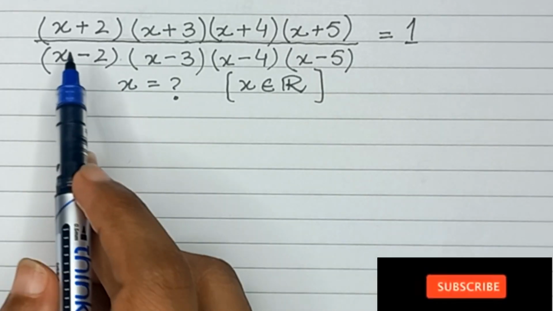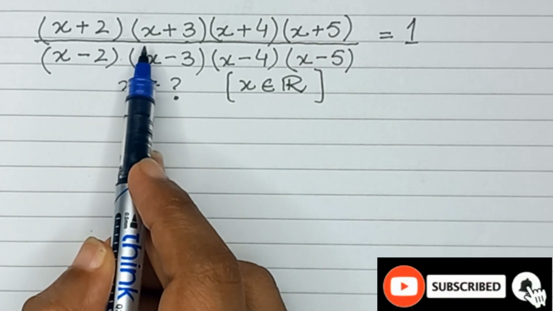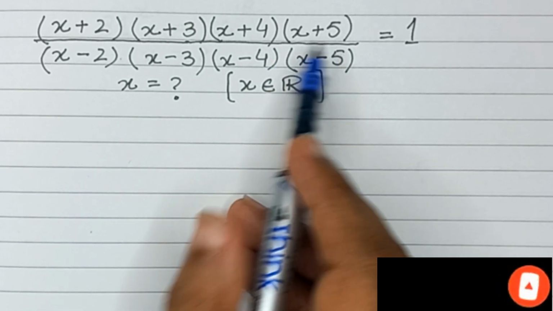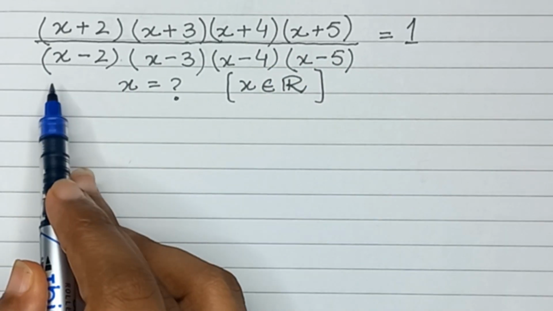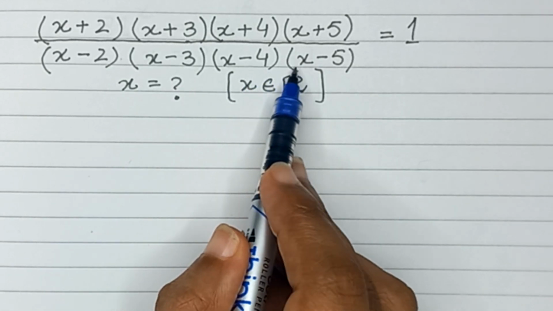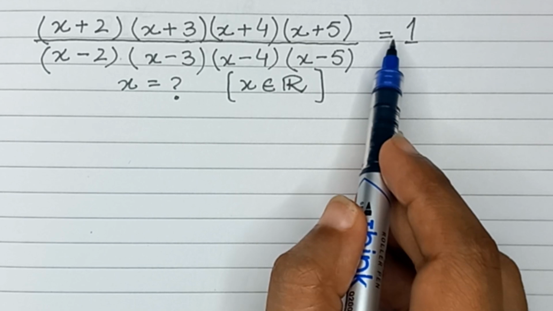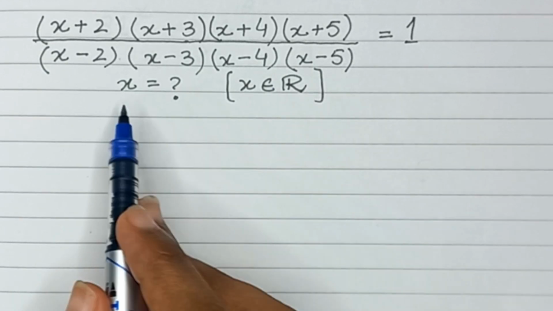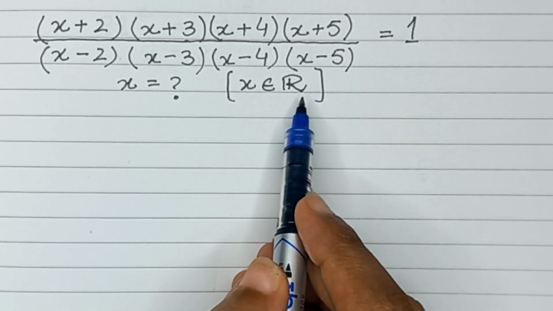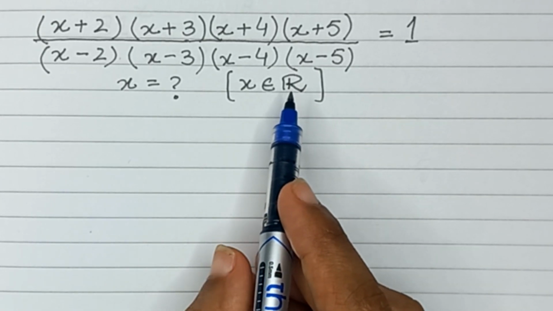Today I have a question. (x+2)(x+3)(x+4)(x+5) divided by (x-2)(x-3)(x-4)(x-5) is equal to 1. And we have to find the value of x, where x belongs to real numbers.